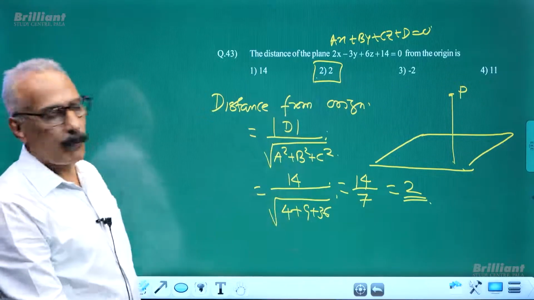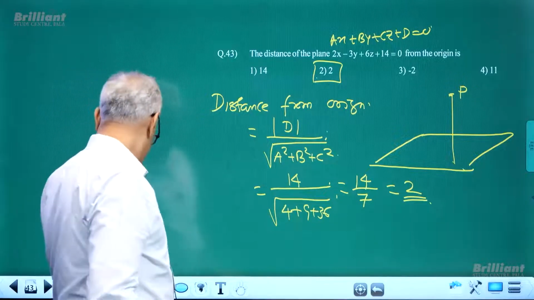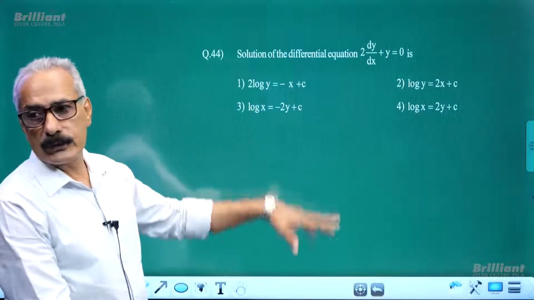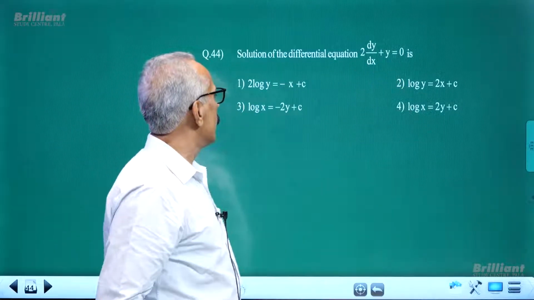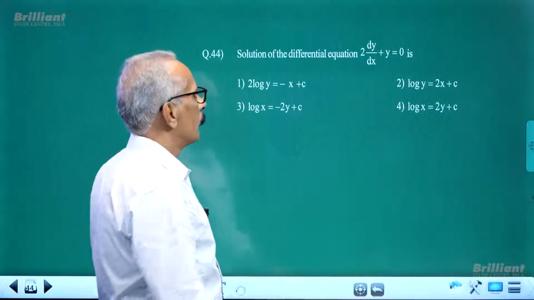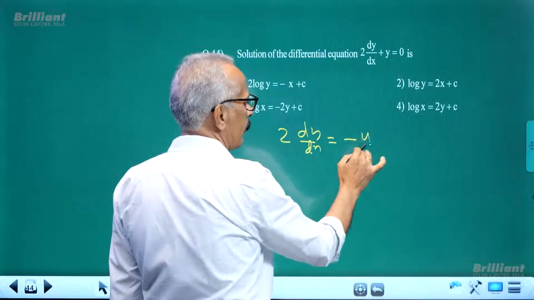Is it -2? Wrong. Modulus of d. Clear? So that is your 43. Now again, the solution of the differential equation: 2 dy by dx plus y equal to this. So the answer: 2 dy by dx equal to minus y.